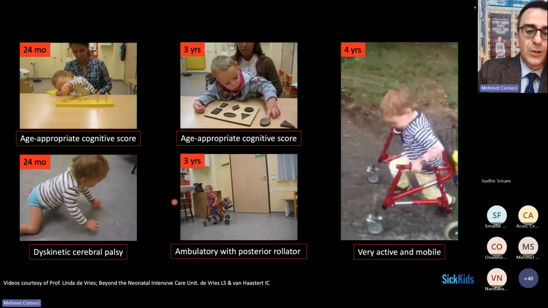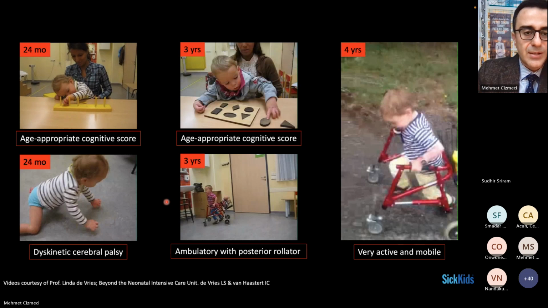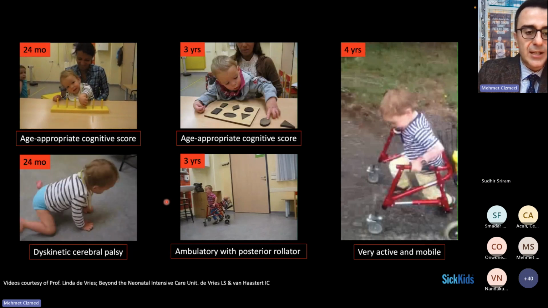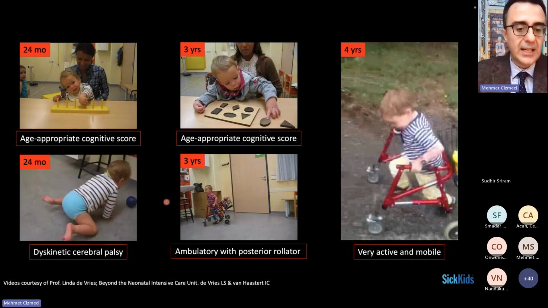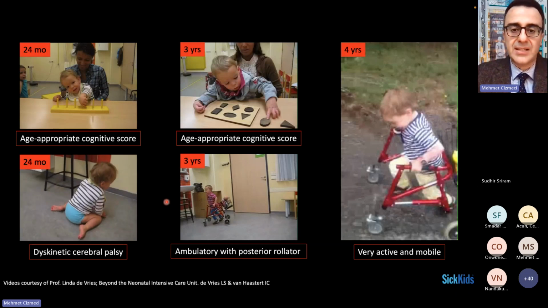And this baby developed cerebral palsy that was diagnosed in the first year of life. At 24 months, the baby was still age appropriate for the cognitive domain. So you can see that the baby is accomplishing some of the questions that are presented in the Griffiths test. But you can see that at 24 months, the baby is still not ambulatory and showing this abnormal locomotion pattern due to dyskinetic cerebral palsy.